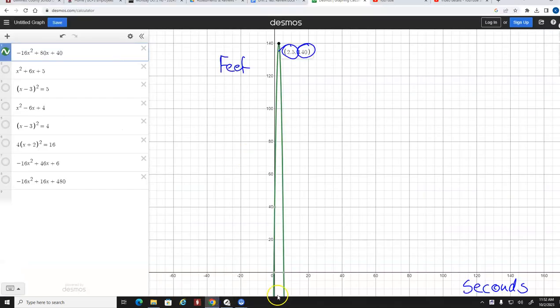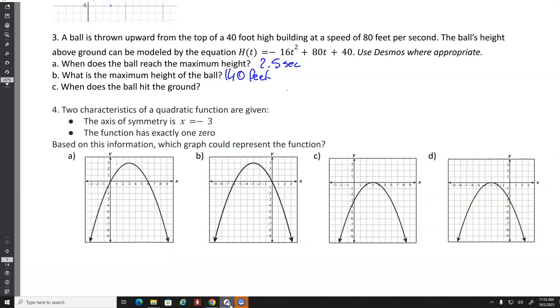And then when does the ball hit the ground? Going back to Desmos, it's right here on the bottom. The ball went all the way up to 140 feet, then down, and here is the time when it's at 0 feet, which is the first point. The time is 5.46. You can round it up if you would like to, so 5.458 or 5.5 seconds.